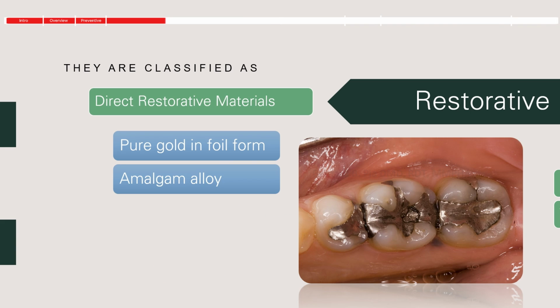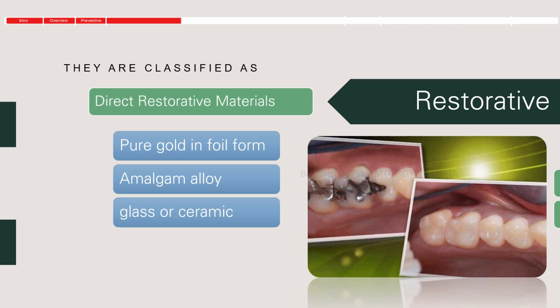Amalgam alloy is a metallic powder containing silver, tin, and copper, which generates a condensable moldable mixture that allows placement and carving at the intraoral temperature within a reasonable working time when mixed with mercury. Glass or ceramic particles of different sizes, micron to nano, shapes and compositions are incorporated into a variety of liquid monomers to generate the so-called resin-based composite materials.